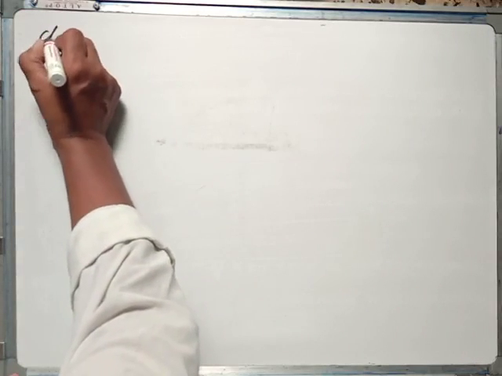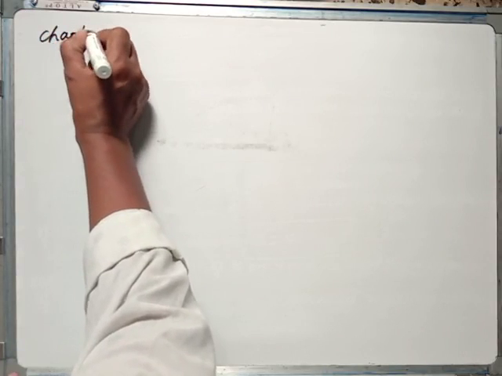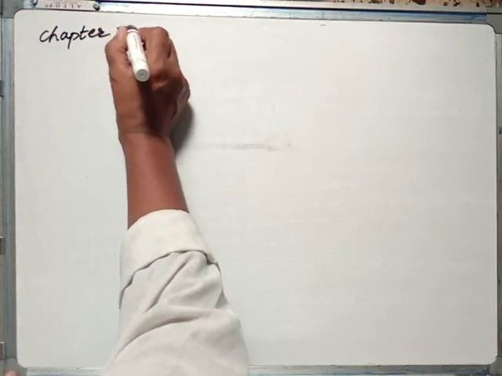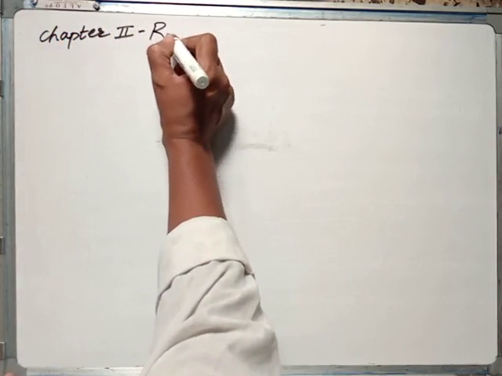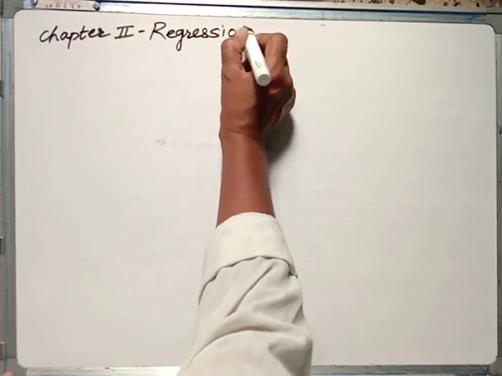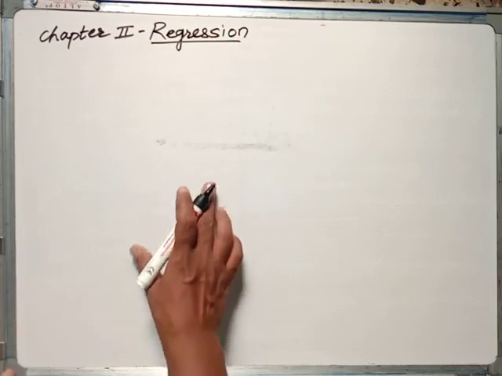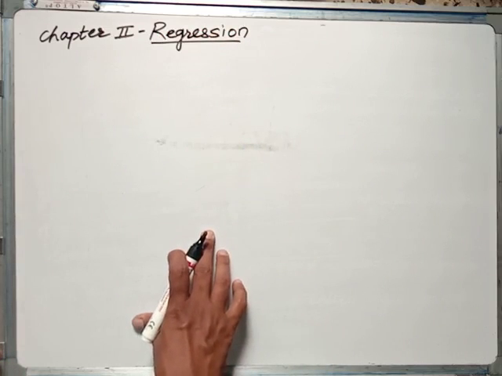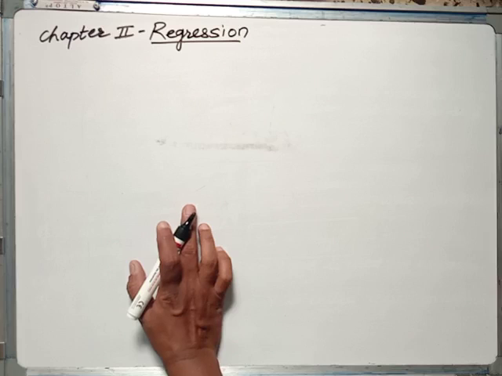Hello students, in this video let's start chapter 2 of methods of applied statistics, that is regression. Now there are two types of regression, linear regression and non-linear regression. So we will learn both of them in this chapter.